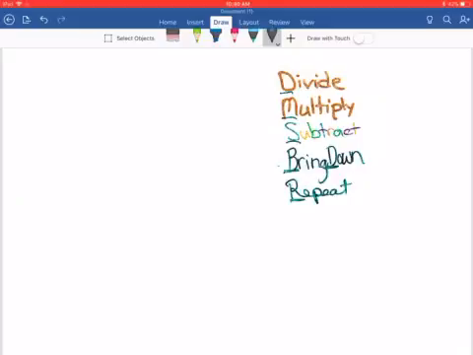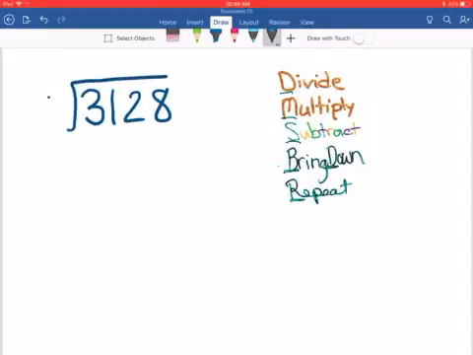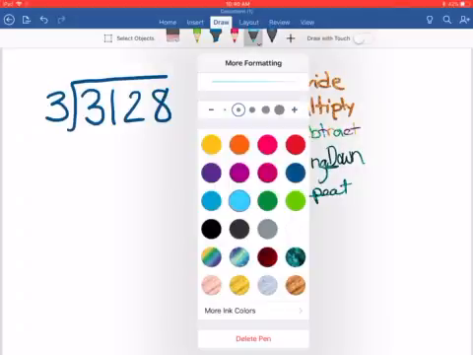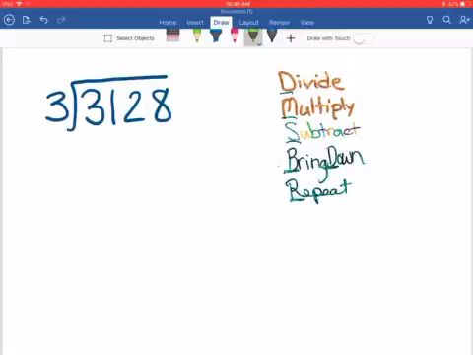All right, I want to go through one more because I didn't introduce that weird 0 that happens on occasion. So let's do 3,128 divided by 3. Okay? All right, I want you to try this, and then I want you to come back and double check your work with mine.